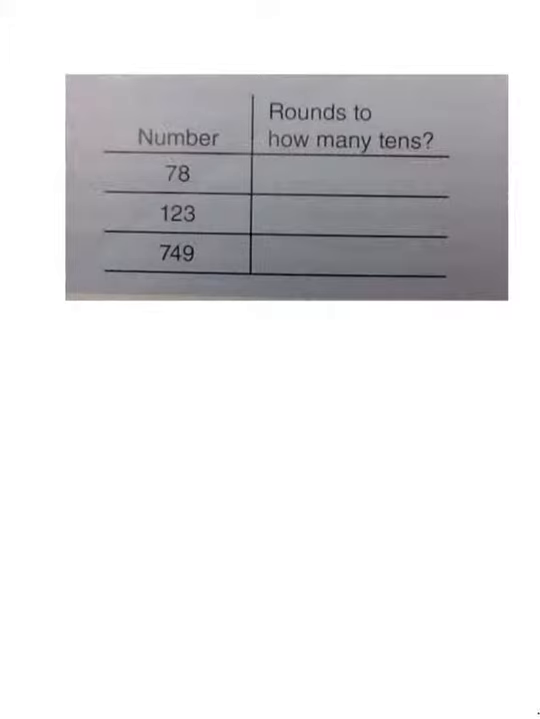The first column in this table shows a number. The second shows how many tens the number rounds to. To figure out that number, you first have to round the number to the closest 10. So for example, the first thing we do is we take 78 and we round it to the closest 10. Well, I look at my tens place, which is 7. I look to the right, it's more than 5. So this is going to grow and become 80.